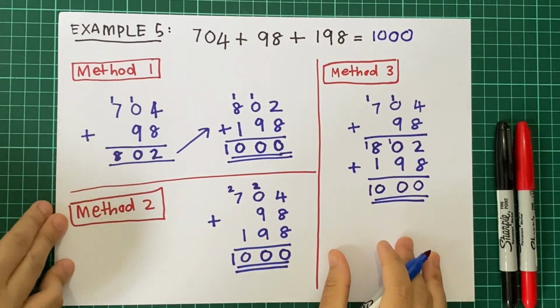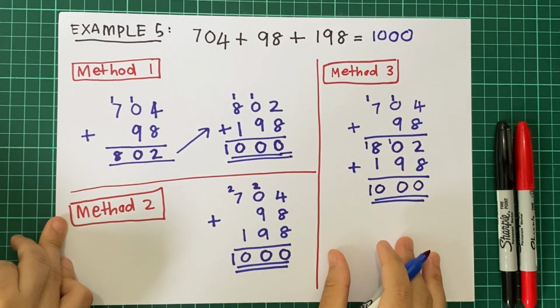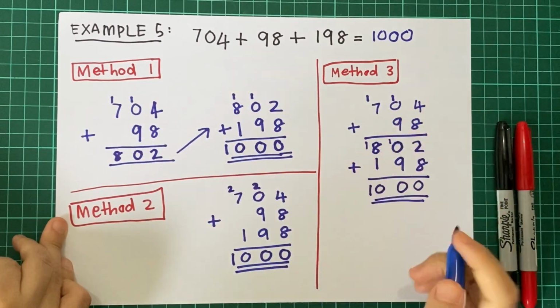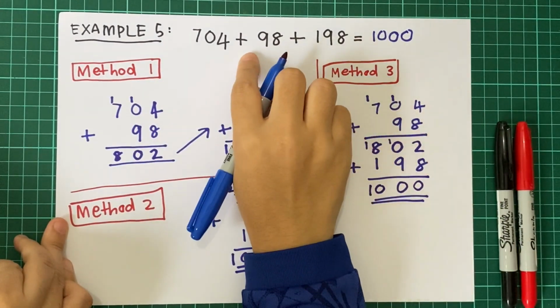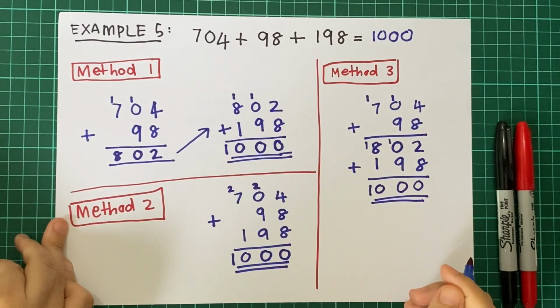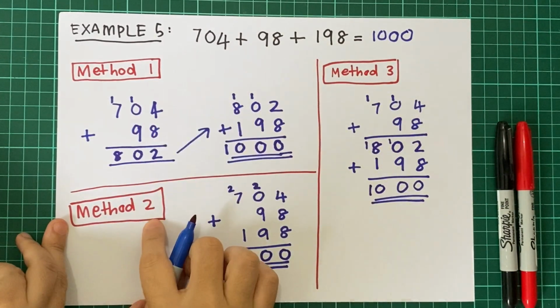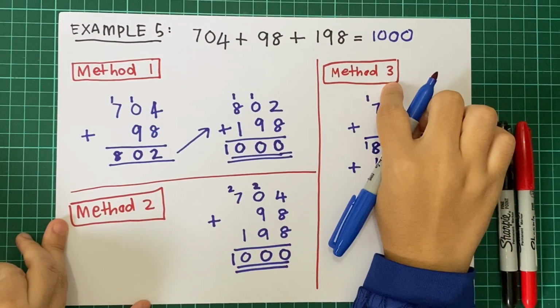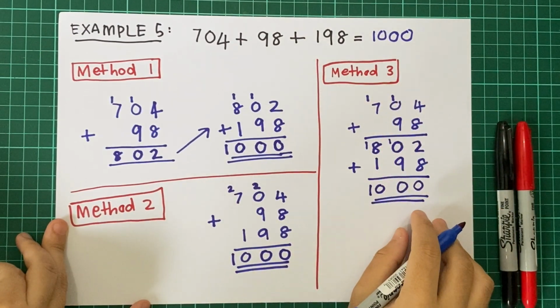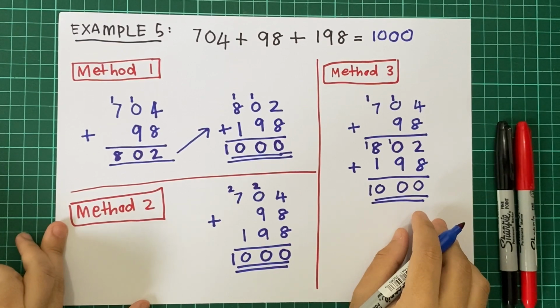So, based on today's lesson, you can use 3 different methods to solve addition of 3 numbers. However, it's up to you, either you want to use method 1 or method 2 or method 3, as long as you can get the answer. I hope all of you understand today's lesson. That's all, and thank you.